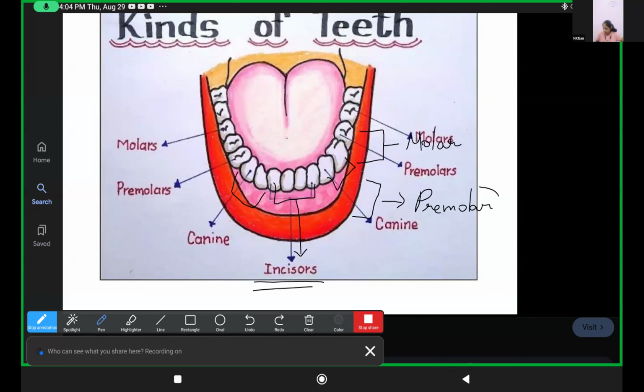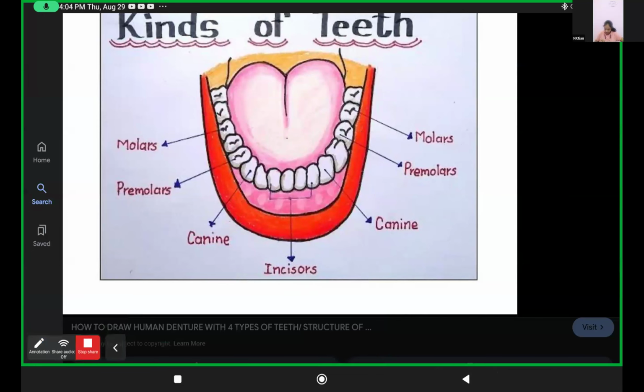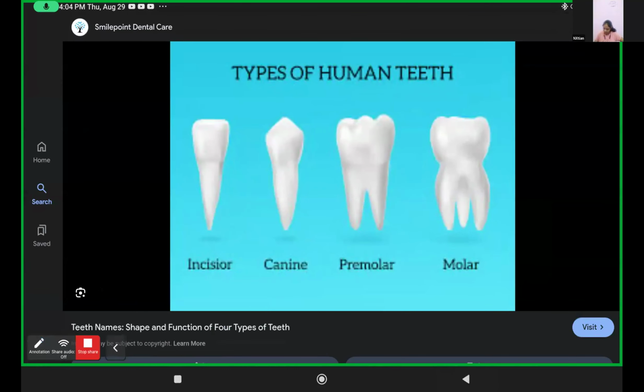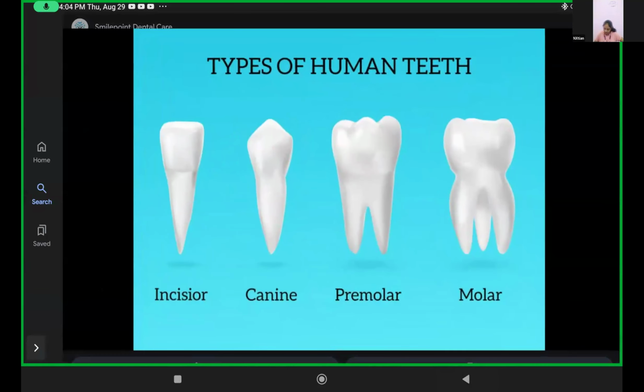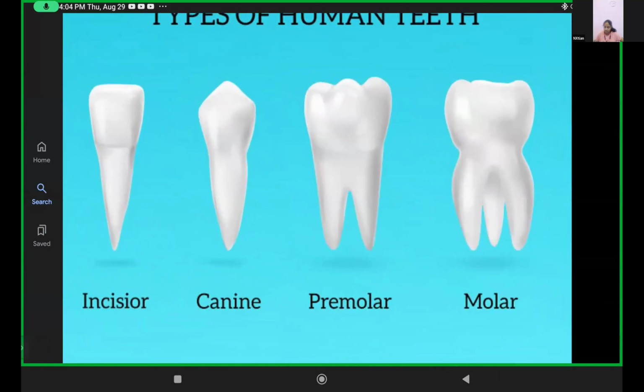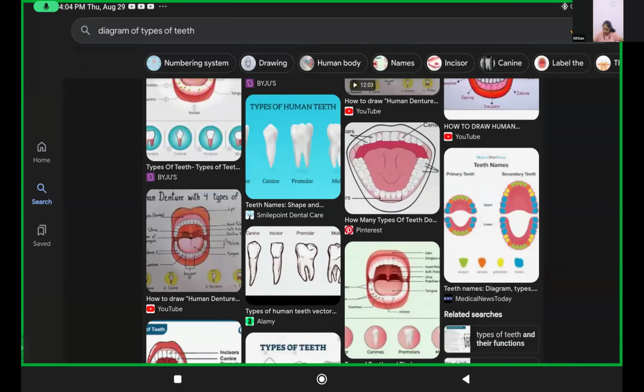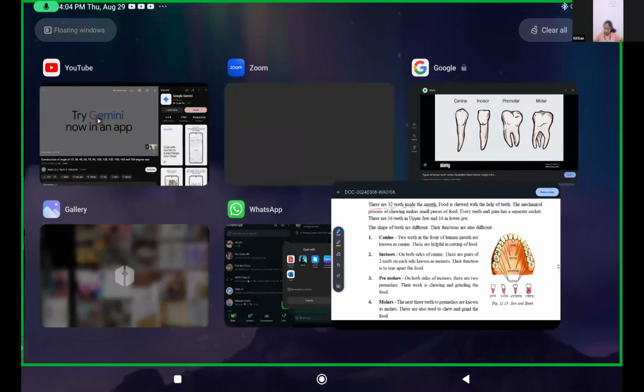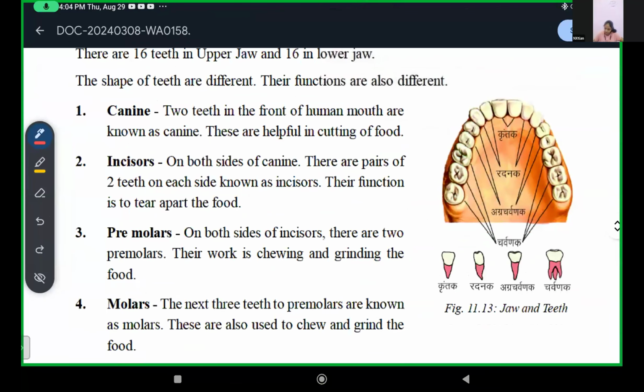How do they look like? This is how they look like: incisors, canine, premolar, and molar. Now, what do each of them do?